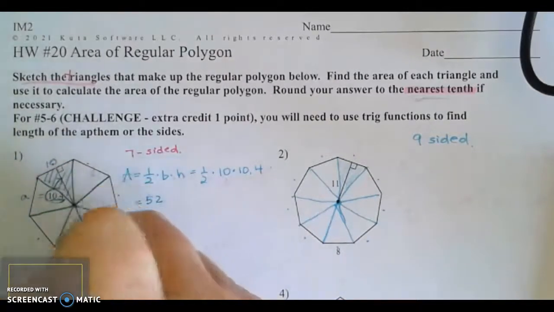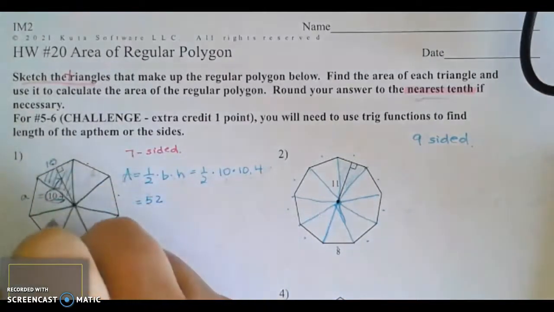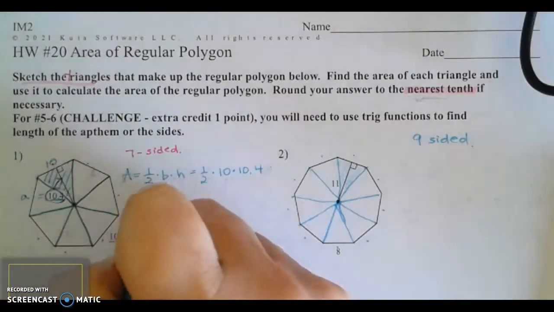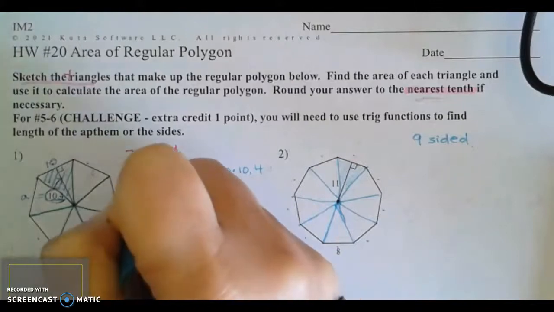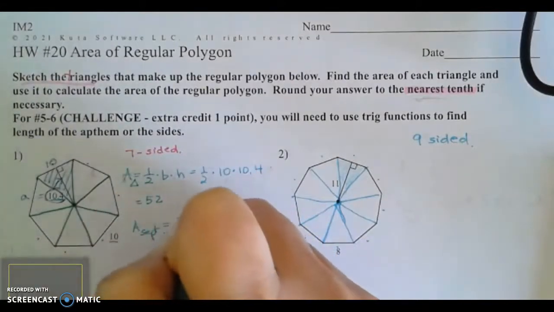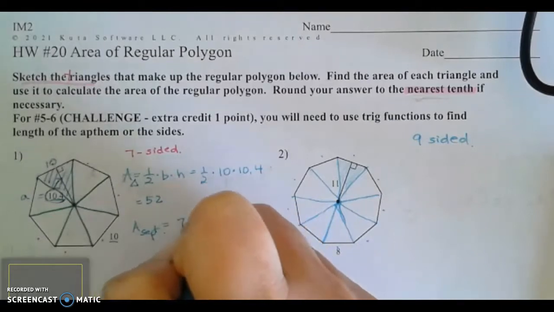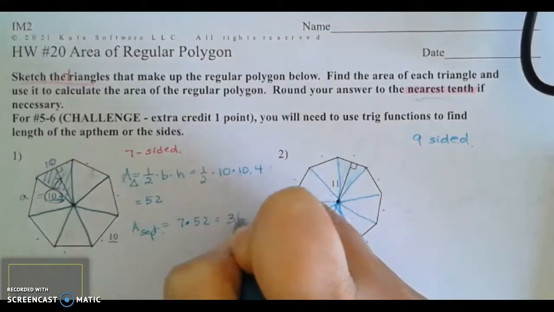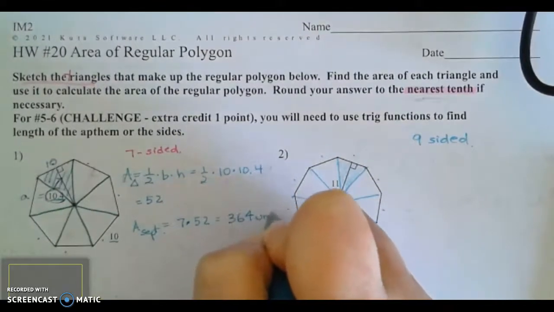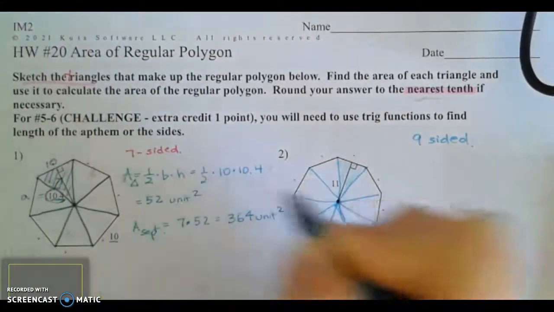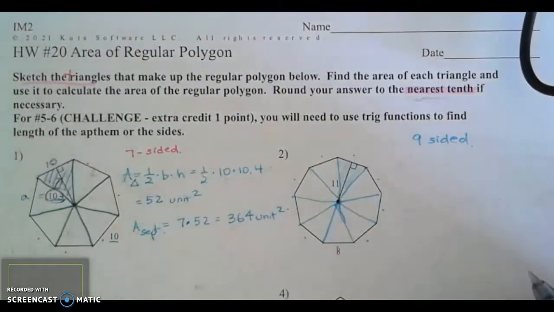And there are 7 identical triangles that make up this 7-sided polygon. So the area of the septagon is going to be 7 times 52. And if I multiply that, that should give me 364 units squared. Of course, the area unit is always units squared.